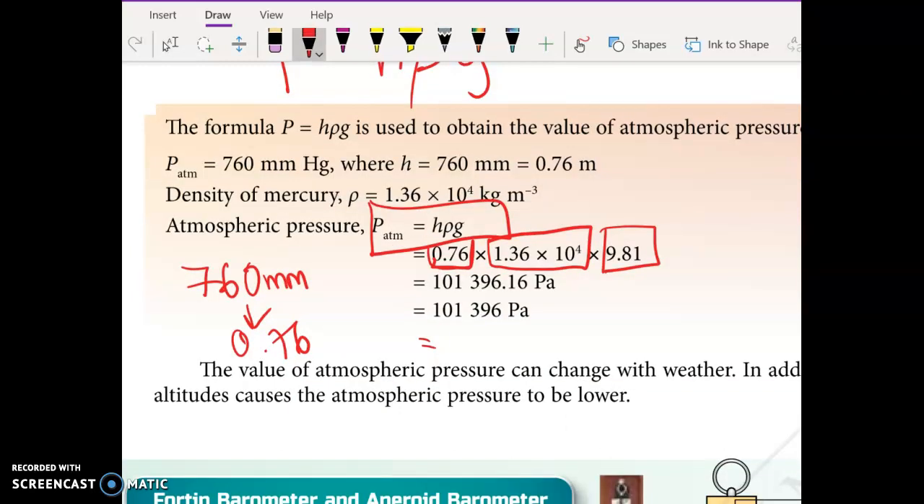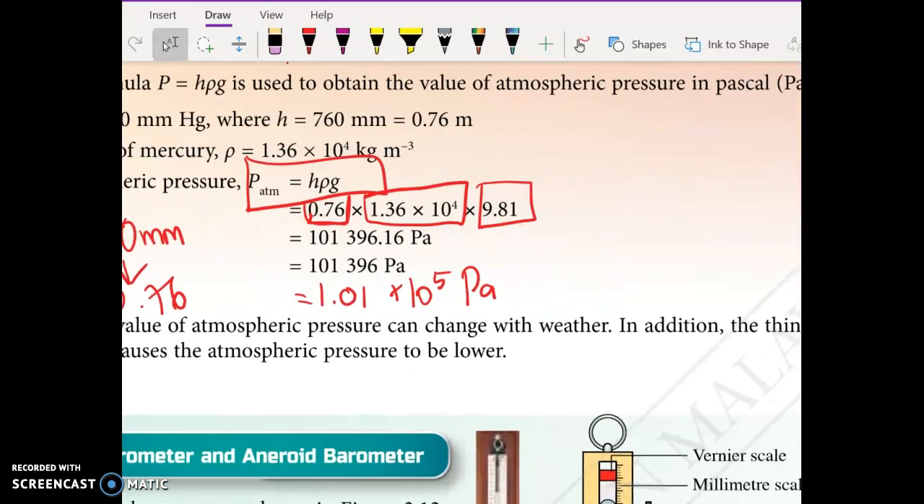If you convert it to standard form, you will get 1.01 times 10 to the power of 5 Pascal. 1.01 times 10 to the power of 5 Pascal is equivalent to 1 atm, 1 atmospheric pressure.